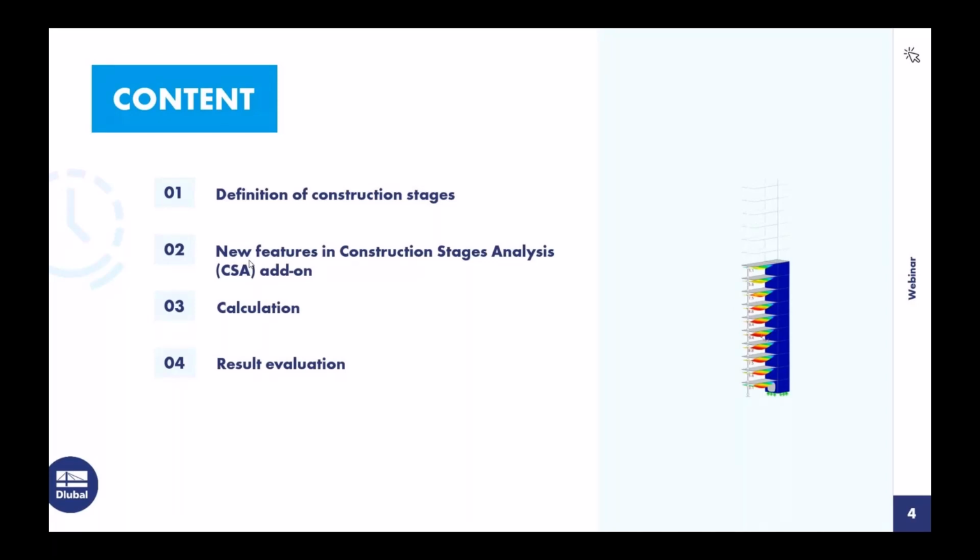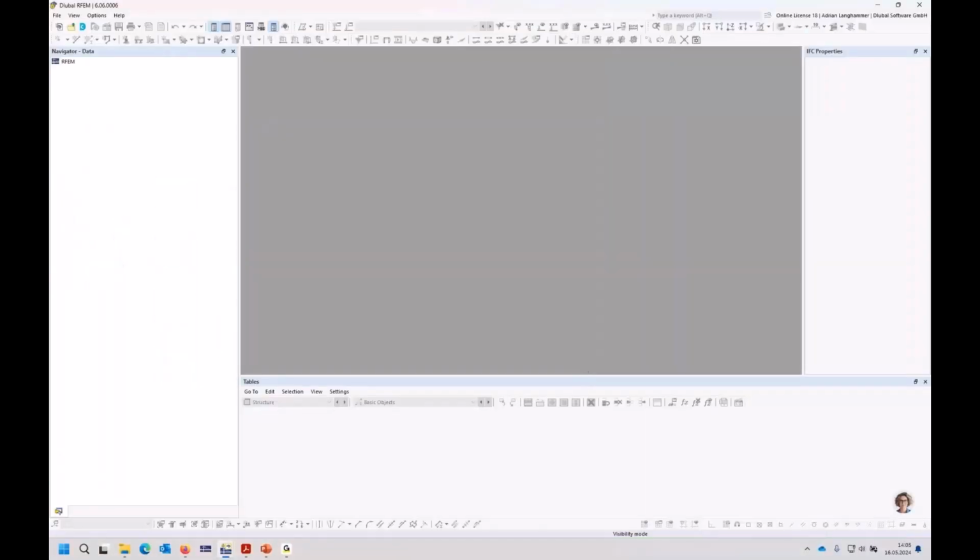Afterwards, I will show a little bit bigger example with a building known from the first stages webinar, and at the end I will show again a smaller example with a new feature in construction stages regarding the phased cross sections. For all these examples it's quite similar: I show the input, the calculation, and then we take a look at the results. So I switch over to RFEM for this simple example.